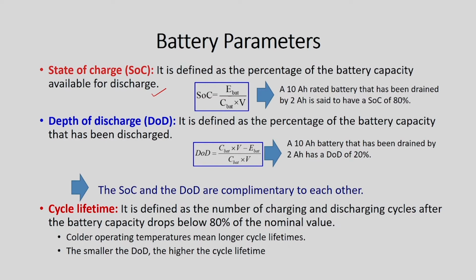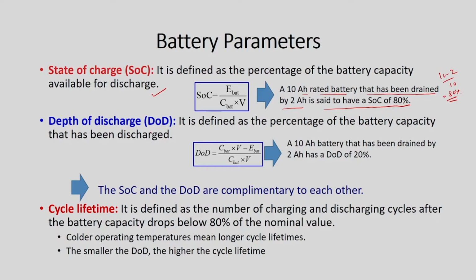So, SOC is equal to E bat, the energy of the battery, divided by C bat, the capacity of the battery, multiplied by the rated voltage. For example, a 10 ampere hour rated battery that has been drained by 2 ampere hours is said to have a SOC of 80%. This is something like 10 minus 2 divided by 10. It will be 80%.